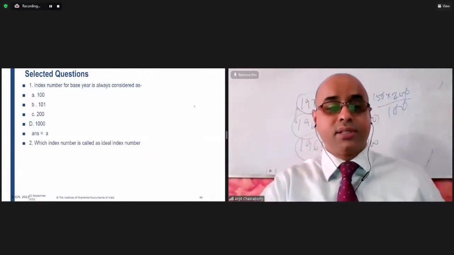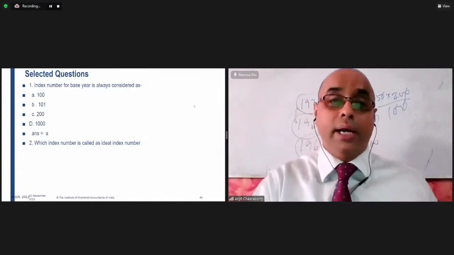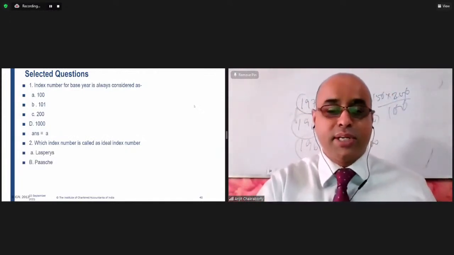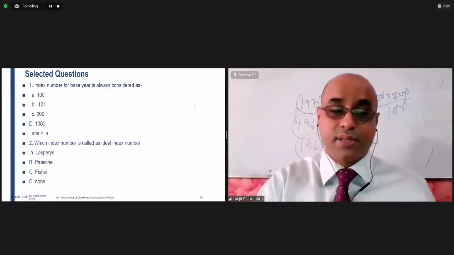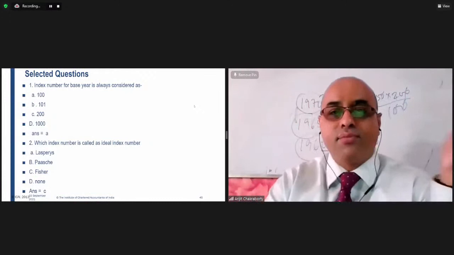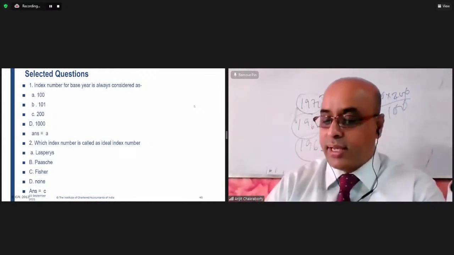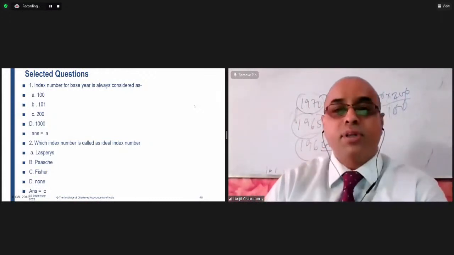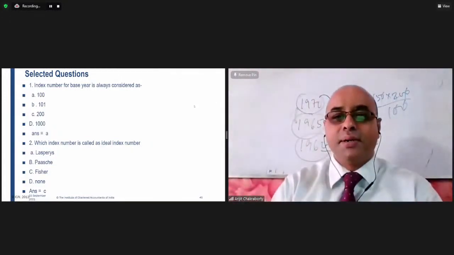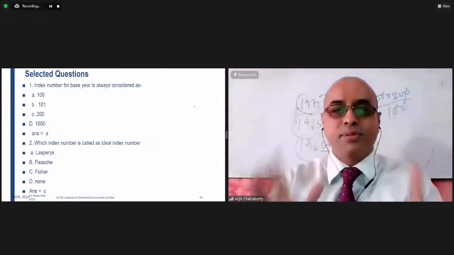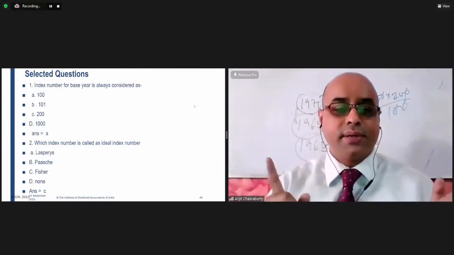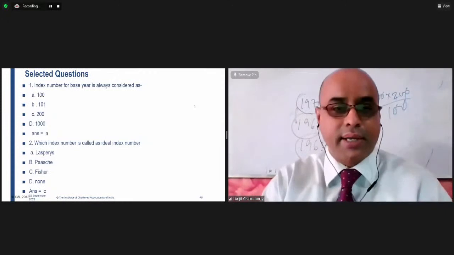The second question is, which index number is called the ideal index number? I think we have referred to it many times. Is it last period's, past year's, Fisher's, or none of the above? We have discussed many times that Fisher's index is known as the best possible index number because it satisfies every test. The circular test, it does not. Apart from the circular test, all tests are satisfied by Fisher's index number. That's why it's an ideal index number.